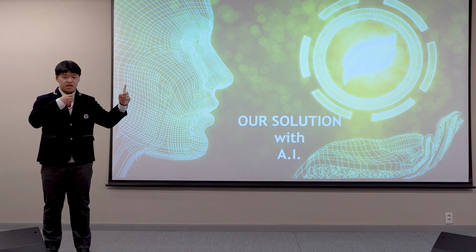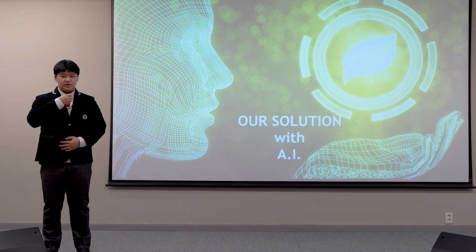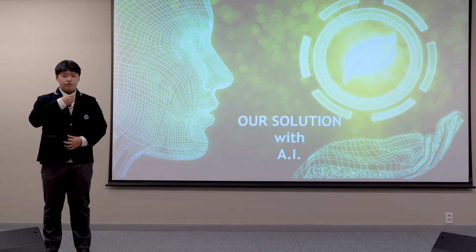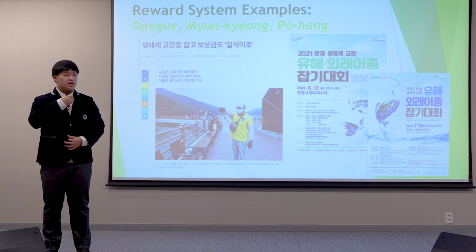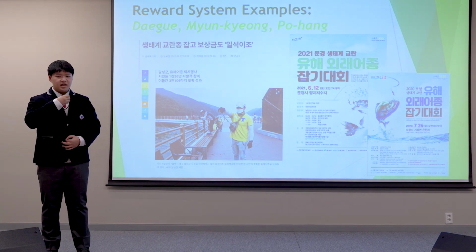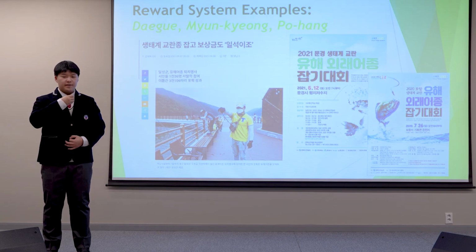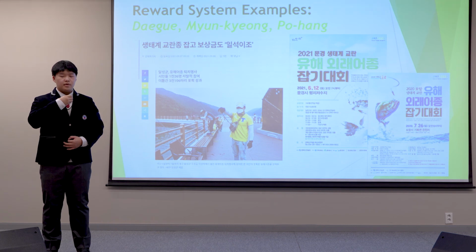But there was one thing we were worried about. Even if we create an app to distinguish Sicyos angulatus, it will be useless when no one knows about it or uses it. So we suggest promotion. We can give rewards such as coffee coupons to people who detect Sicyos angulatus using this app. In fact, Bungyang and Pohang in South Korea reward people who eliminate eco-threatening creatures. I hope our opinions can be recognized by people.